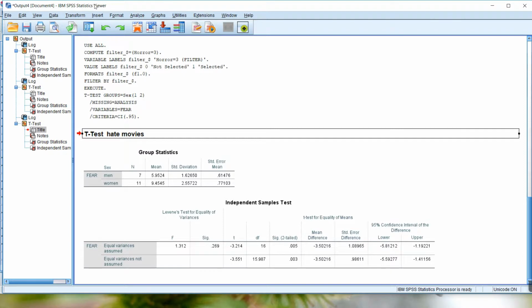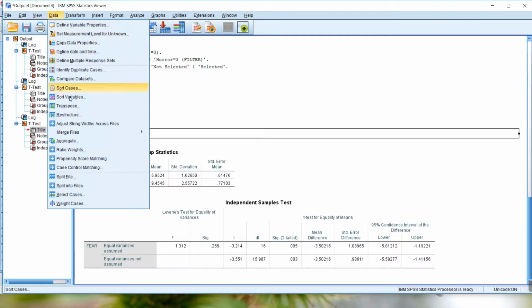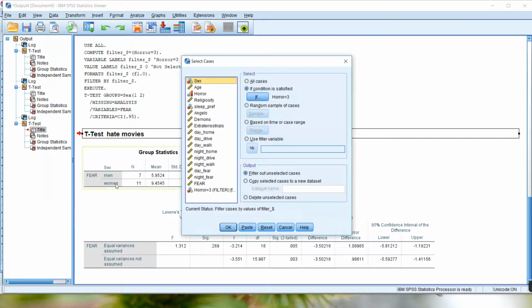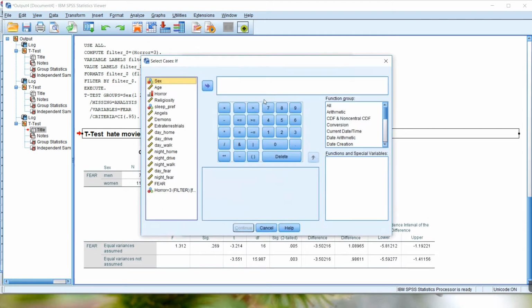So what we need to do is go to Data, and we're going to go to Select Cases. And this time, let's just hit reset. Instead of selecting based on horror movie, we're going to select based on sex. We want SPSS to only look at the men. So we're going to go to the big If, and this time we're going to move sex over, and say sex equals 1. We coded men as 1, women as 2. So we've just told SPSS only look at the men.